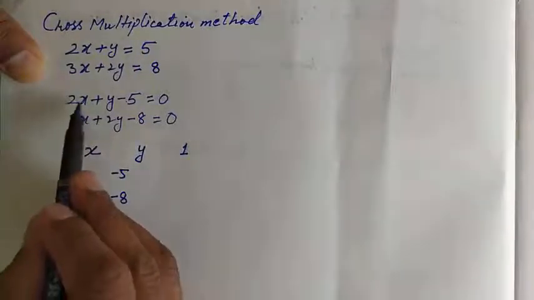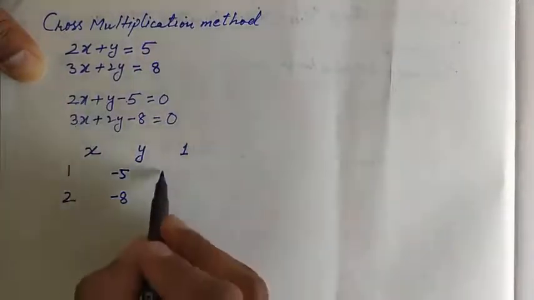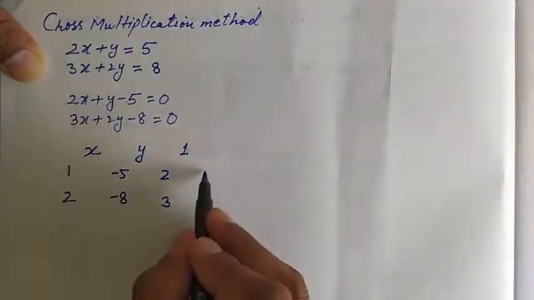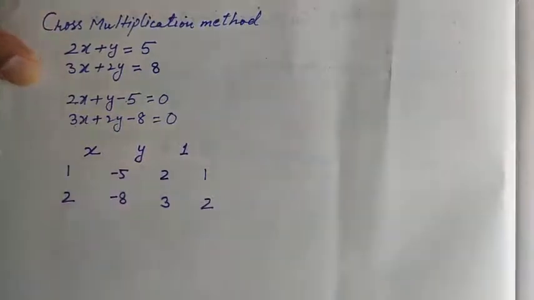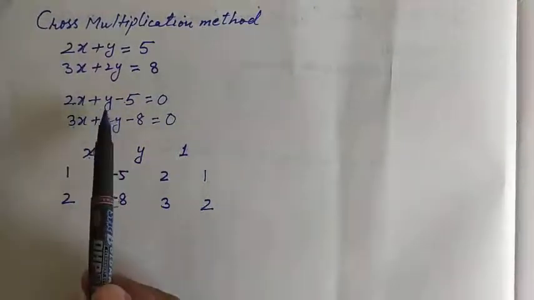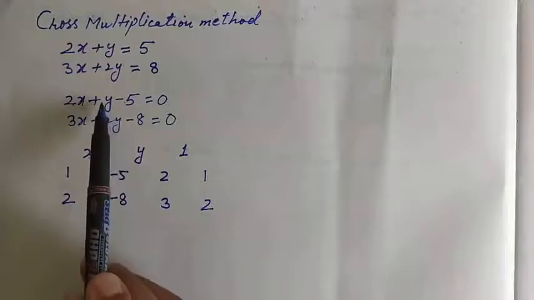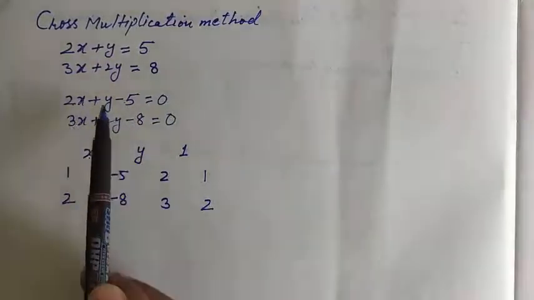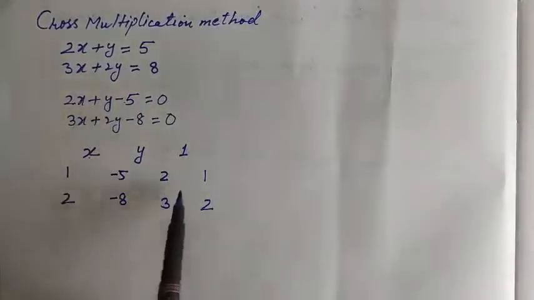Now next is 2 and 3, the coefficients of x. Then the coefficients of y, 1 and 2. Here 1 and here 2. This way we will write. Again I repeat, first of all we'll write x, y, and 1. So below x, we'll start writing the coefficients from y. Here 1, 2, then minus 5, minus 8, then 2, 3, then 1, 2. See here, we have written.